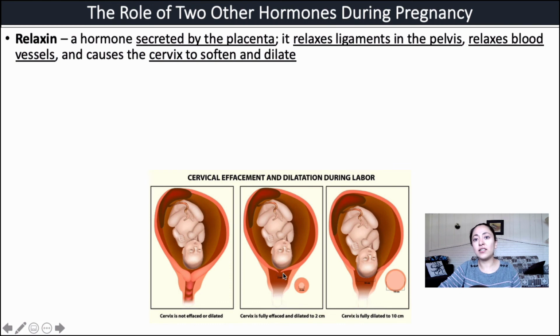And so here it's dilated a little bit, and then once the cervix is fully dilated, it's going to be at 10 centimeters. And just to give you an idea of how big 10 centimeters is, this cashew jar here, the lid here, is 10 centimeters. So the cervix has to dilate this much for the baby's head to fit through and for delivery to be successful.